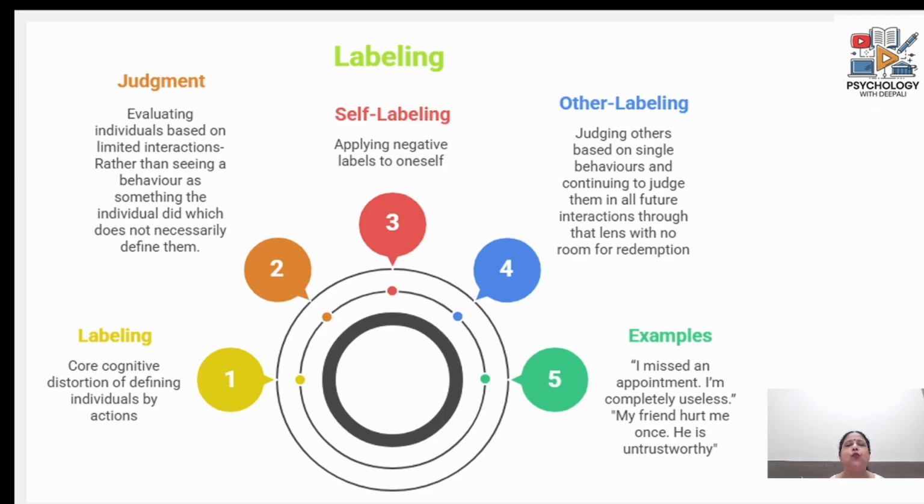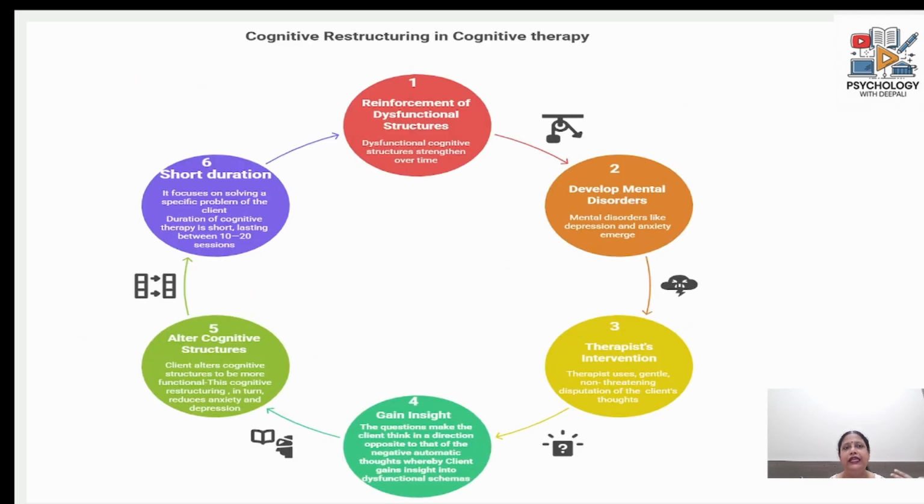But I may have just one limited interaction with the person, but based on that, I have judged the person and labeled the person. So, an example of this kind of thinking would be: I missed an appointment, I'm completely useless. So, here it is self labeling. Or, my friend hurt me once, he is totally untrustworthy. This is other label.